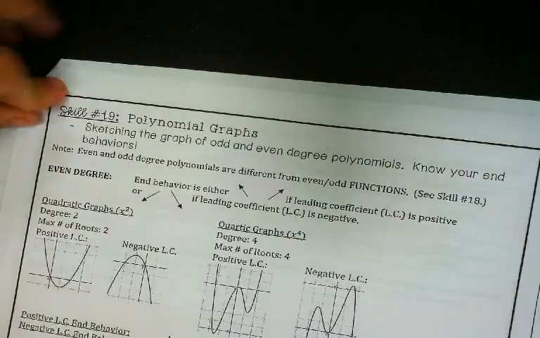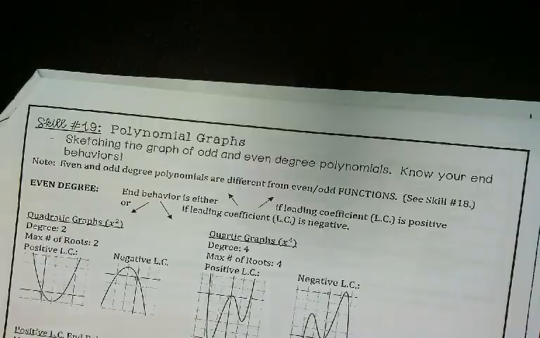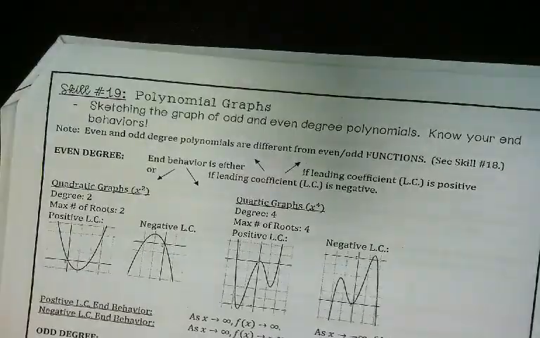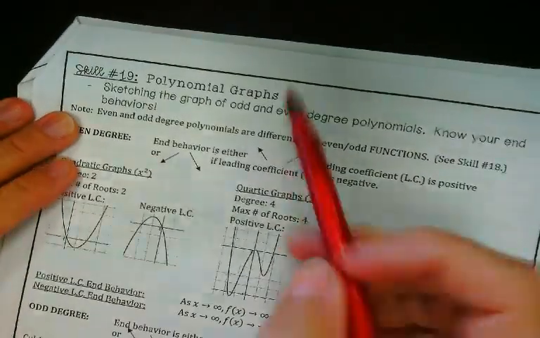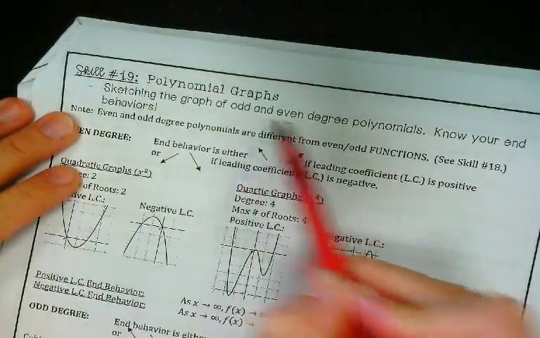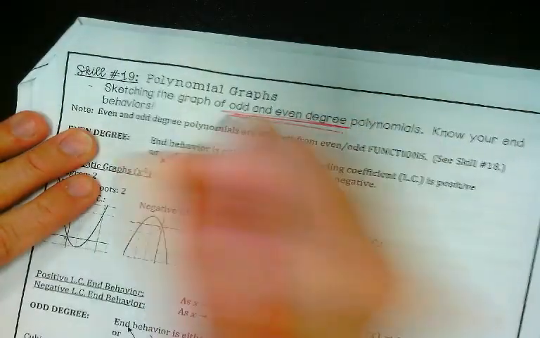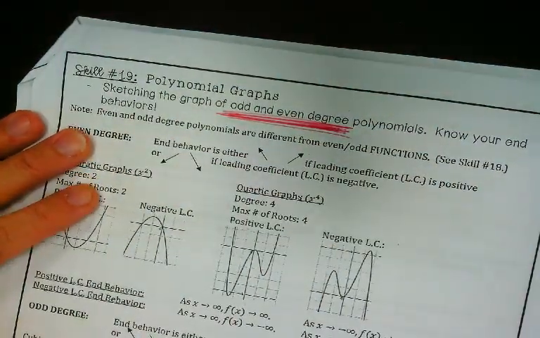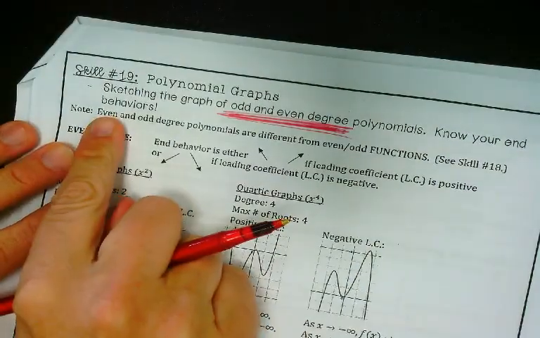Last little one is end behavior. These are just annoying things. Obviously, you don't see these a ton because we've done like three exams now and it hasn't popped up yet, but it pops up every now and then. Sketching the graph of an odd and even degree. This is different than what we just did. Odd and even degree is different than odd and even function. This is about end behavior.